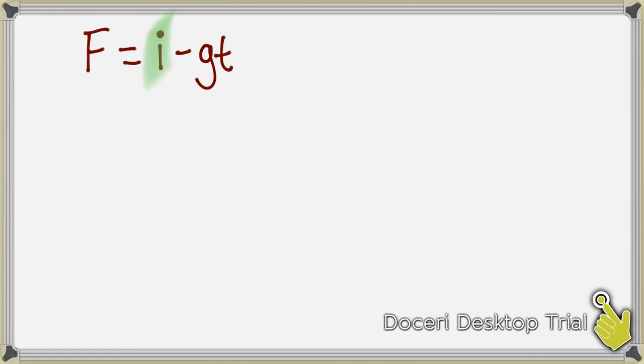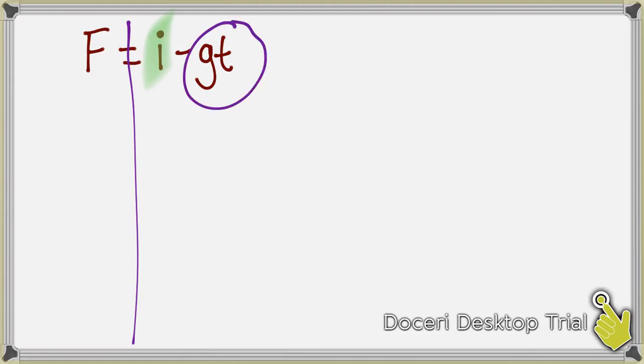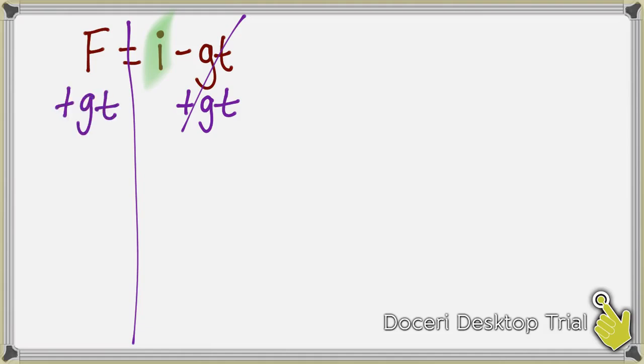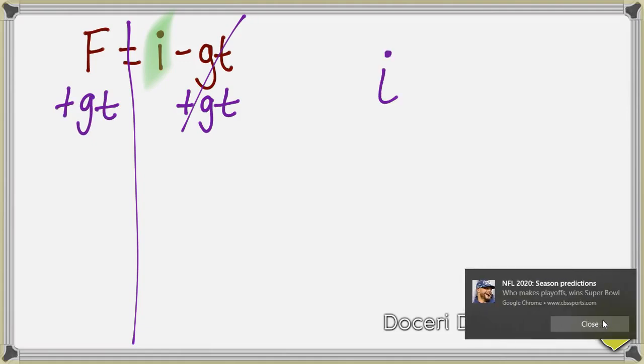All right, now that you've tried this, I'm still going to draw my line down the middle. I'm solving for I. So you have to ask yourself, well, what is being done to I? Well, you should notice that this whole term, this is all one term, GT, is being subtracted from I. So the opposite of subtracting GT would be adding GT. That goes away. Add GT on that side. So your final answer would be I equals F plus GT.